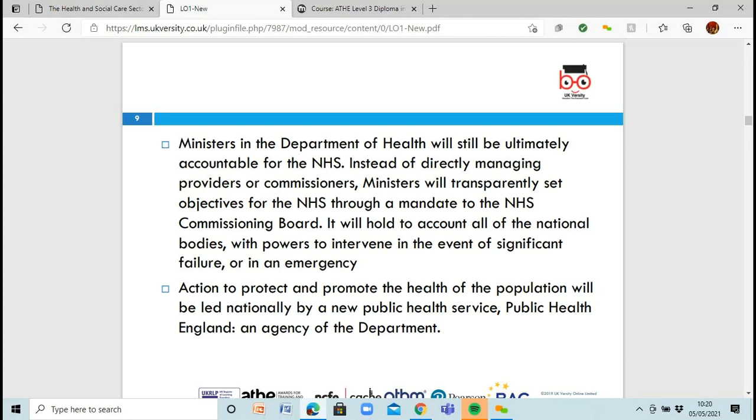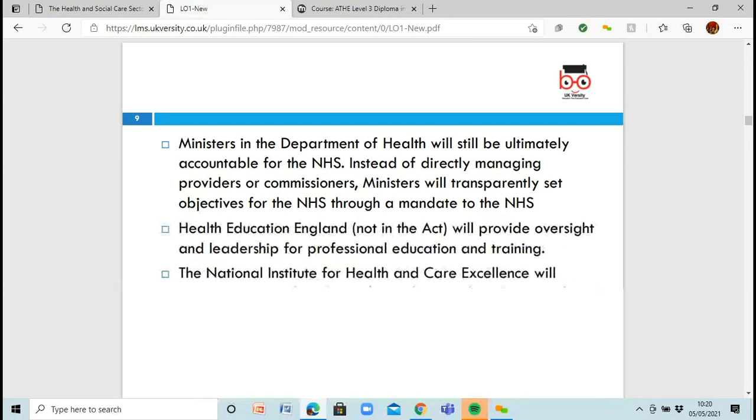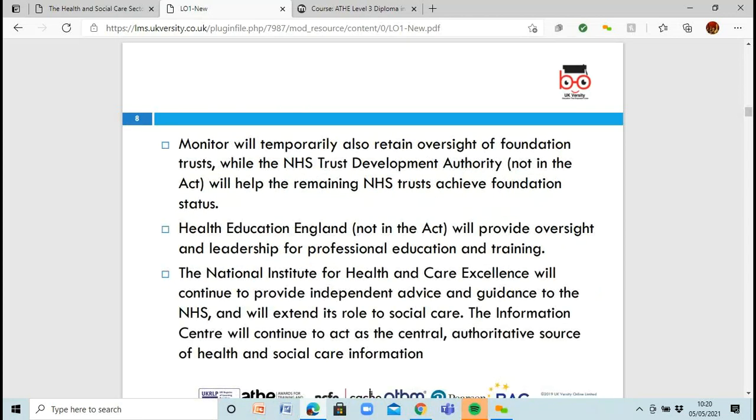Yes. Excuse me. Yes. Placidia. The slide before this one. Yeah. That's, I think, 8. Yes. The Monitor will temporarily also retain oversight. I didn't understand that.